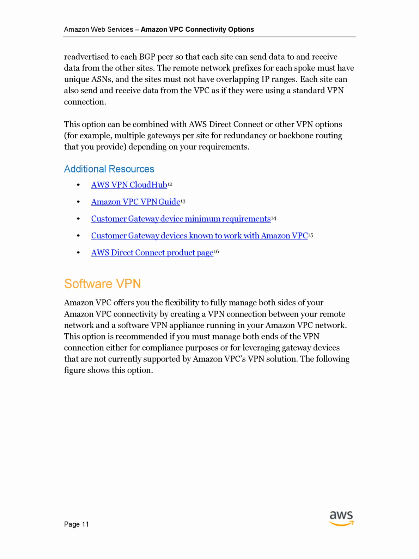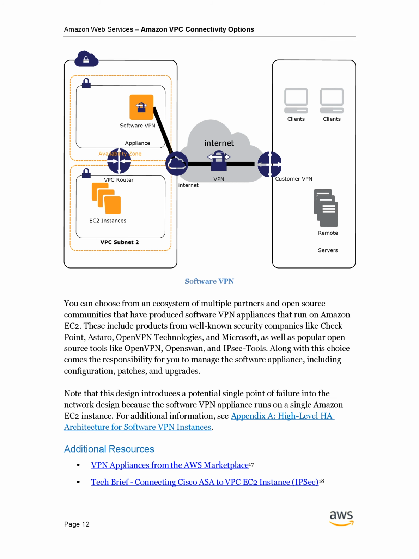The following figure shows this option. You can choose from an ecosystem of multiple partners and open source communities that have produced software VPN appliances that run on Amazon EC2. These include products from well-known security companies like Check Point, Astaro, OpenVPN Technologies, and Microsoft, as well as popular open source tools like OpenVPN, OpenSwan, and IPsec tools. Along with this choice comes the responsibility for you to manage the software appliance, including configuration, patches, and upgrades.